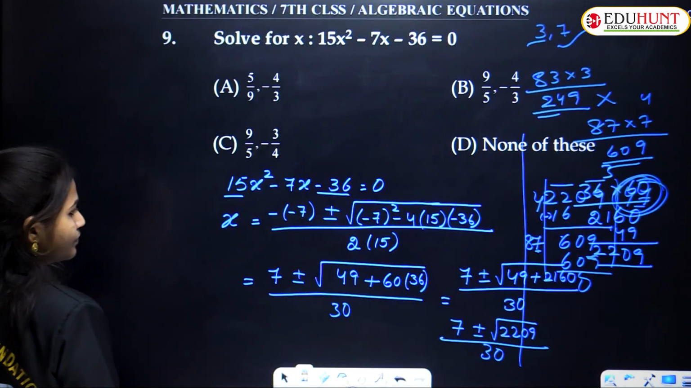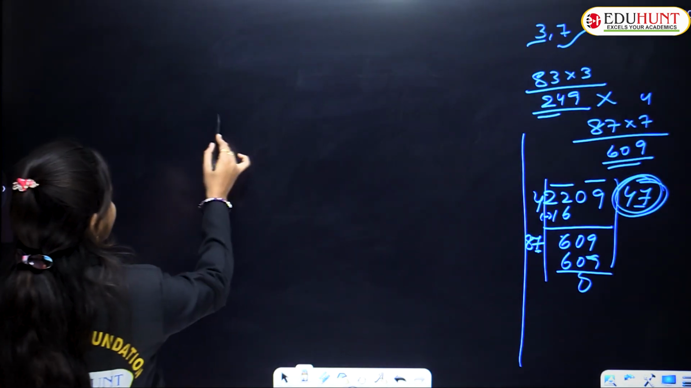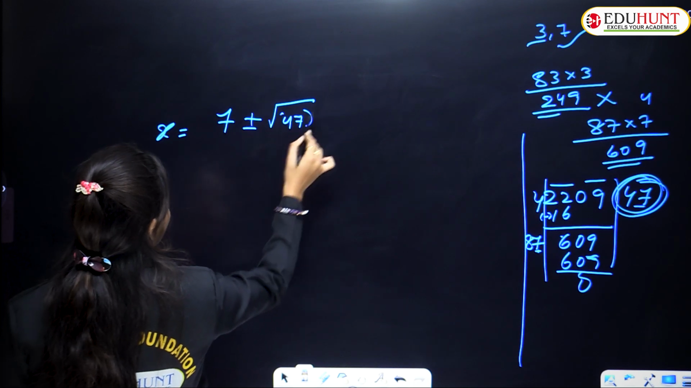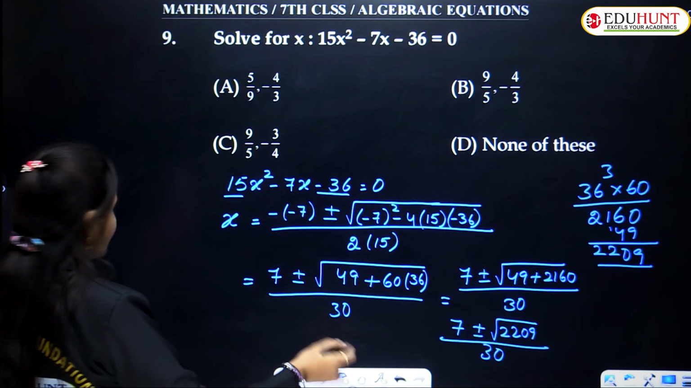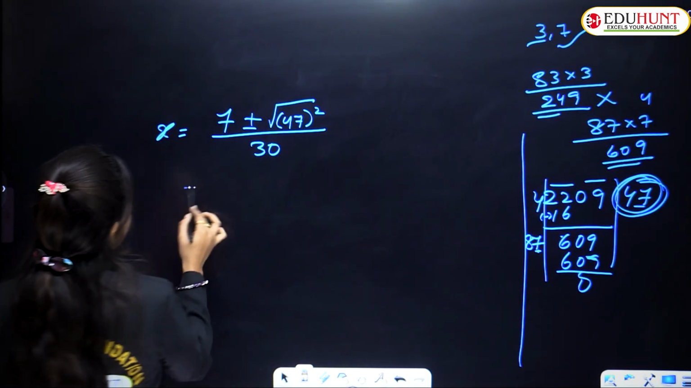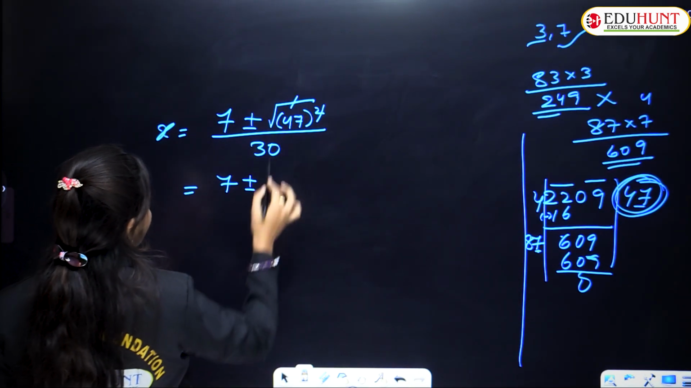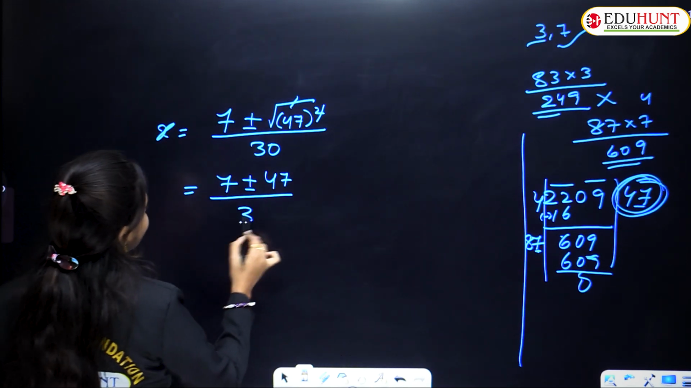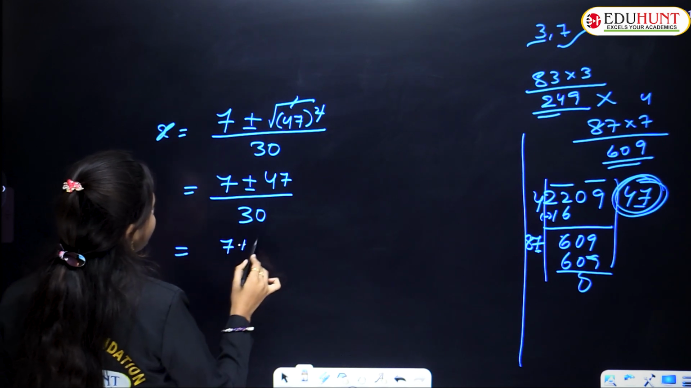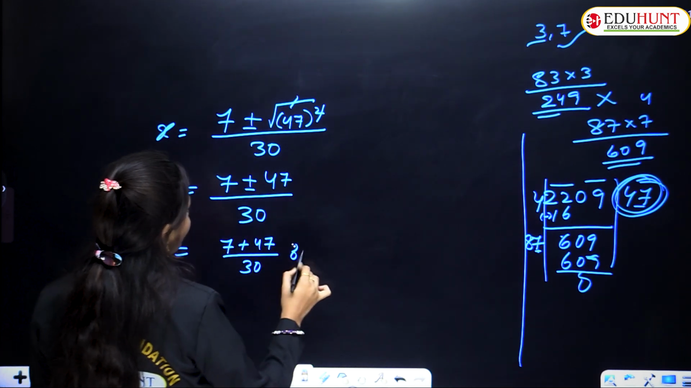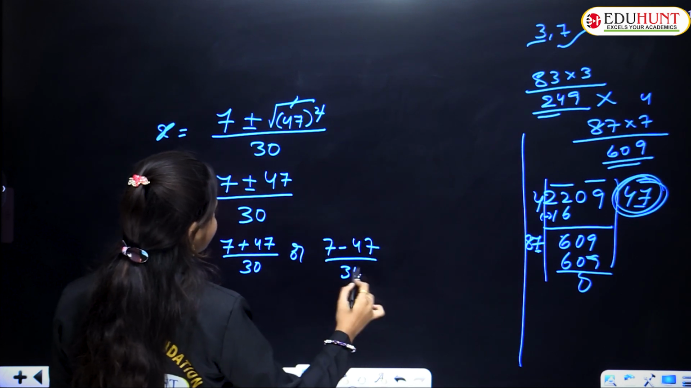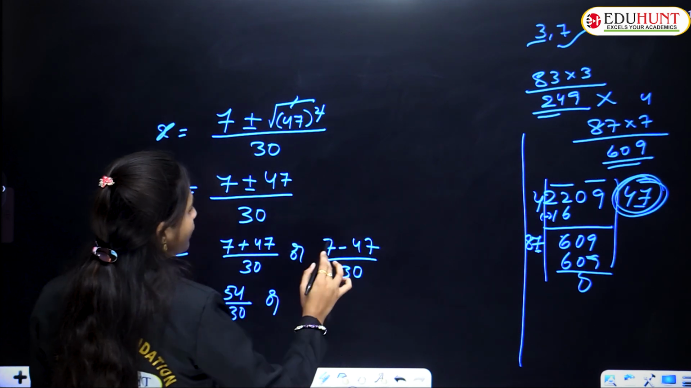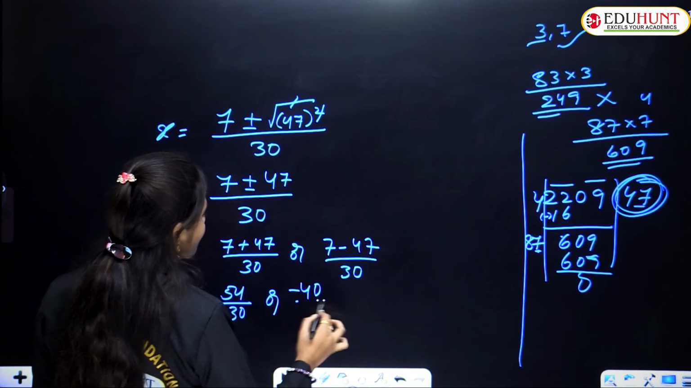So here, 7 plus or minus x is equal to 7 plus or minus square root of 47 whole square, all by 30, which is equal to 7 plus or minus, the square and root get cancelled, so 47 all by 30, which is 7 plus 47 by 30 or 7 minus 47 by 30, which is 54 by 30, or 7 minus 47, which is minus 40 by 30.